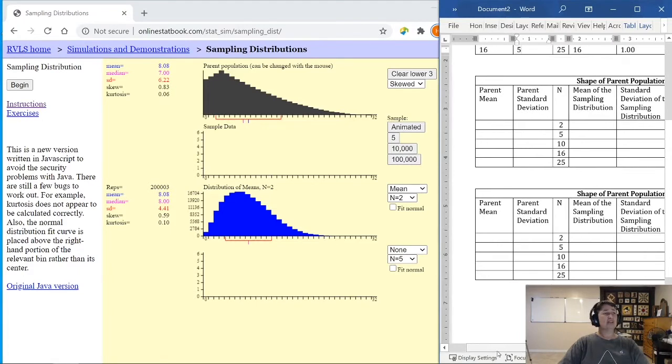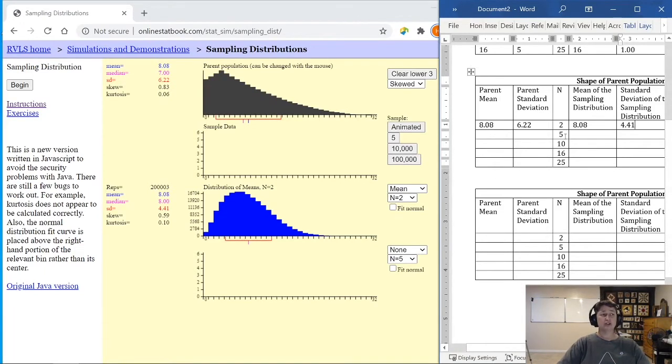So the parent of our skewed population has a mean of 8.800 and a standard deviation of 6.2200. Notice that the mean really is greater than the median. It shows us that it really is skewed to the right. Let's look at our sampling distribution of sample means. The mean of that distribution is 8.800, and the standard deviation there is 4.4100.